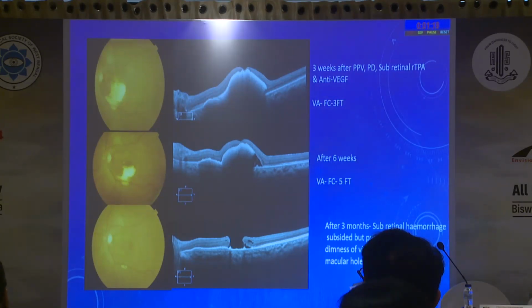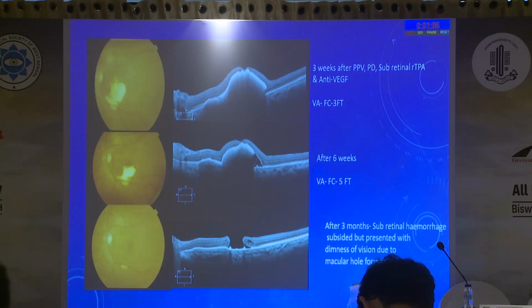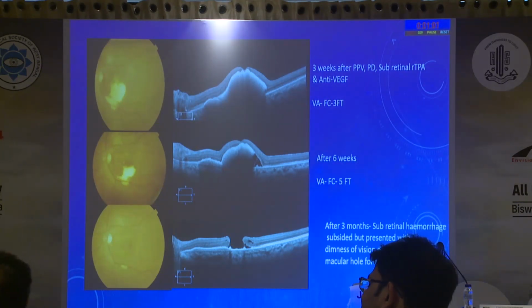And after 3 months, actually, the hemorrhage was totally gone. The subretinal organized hemorrhage is totally gone. But as expected, there was a macular hole formation. But this is like a late presentation of the macular hole. So there was further diminution of vision when the macular hole was formed.